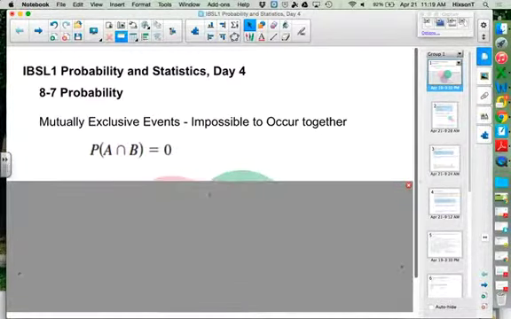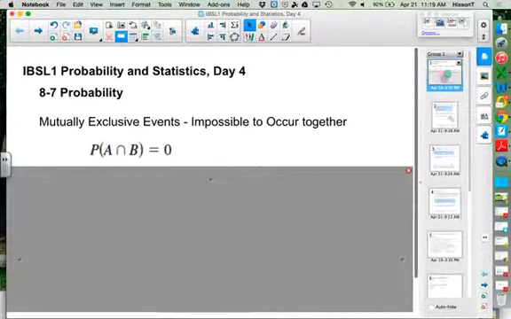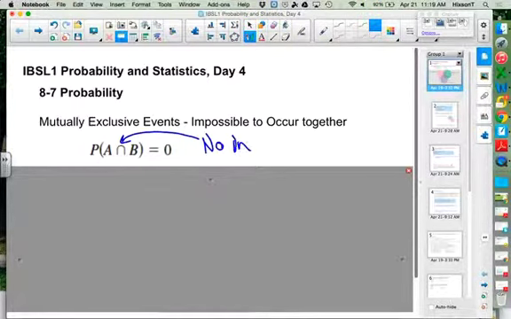Now, if two things are mutually exclusive, that means the probability of them happening together, this right here, what symbol is that? Union. No, the other one. Union looks like a U. This is intersection. That means the word and. What's the probability that it's A and B at the same time? It's 0. Okay? Think intersection. There's no intersection.